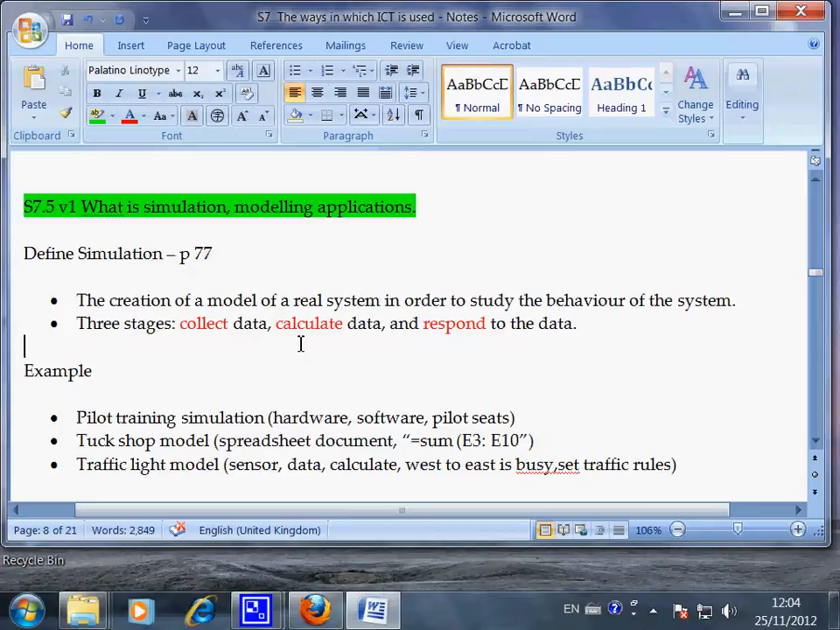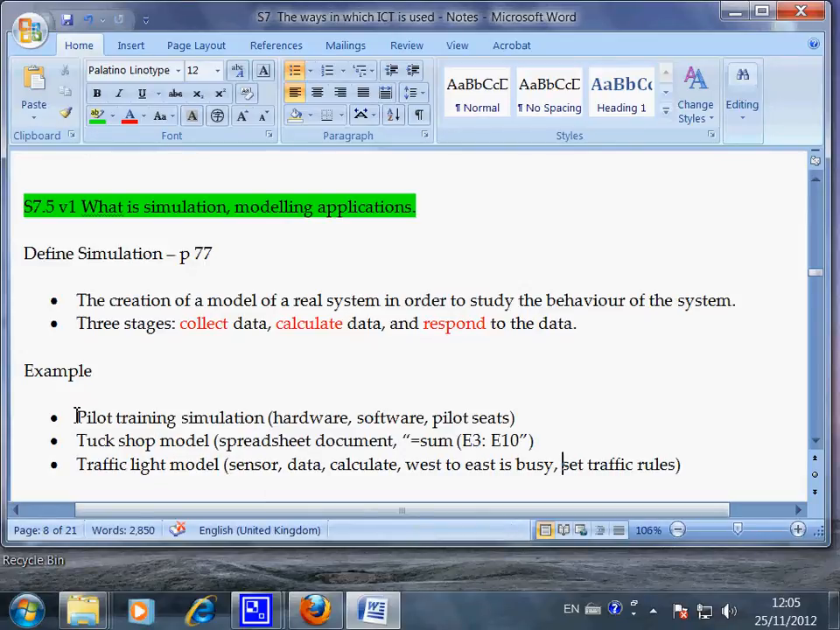Now let me give you some examples. Simulation can be very, very complicated, such as in the case of pilot training, but it can also be very humble. In fact, we are all doing it all the time, such as the case of a tuck shop. Or there is the traffic light model, which is not so easy for an individual to do, but nor is it so difficult as pilot training simulation. It can usually be done by local governments to regulate the traffic in a busy city.